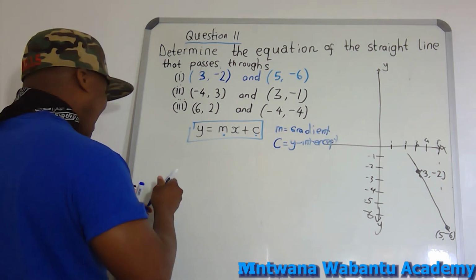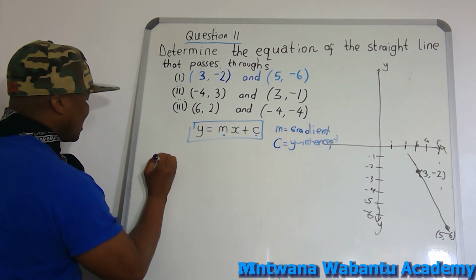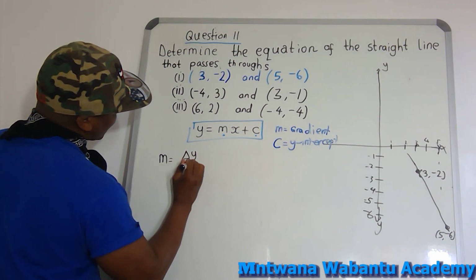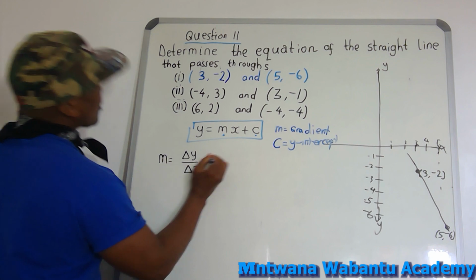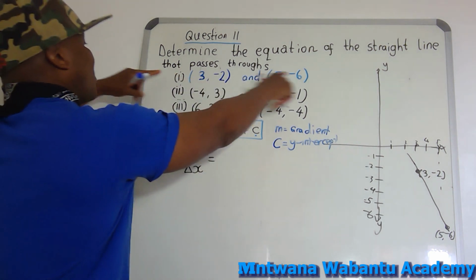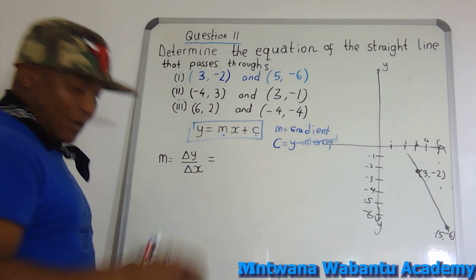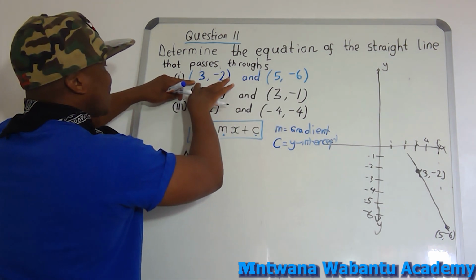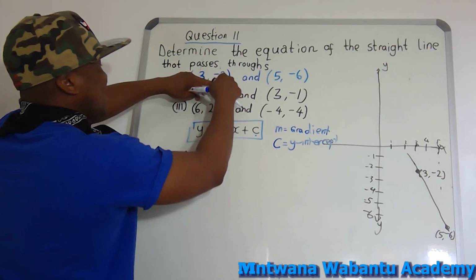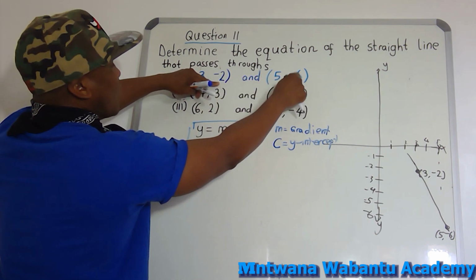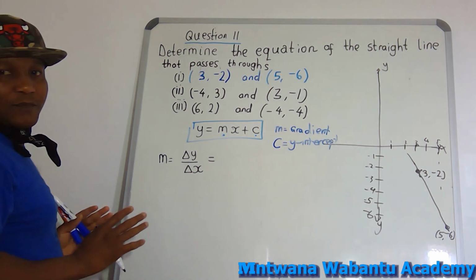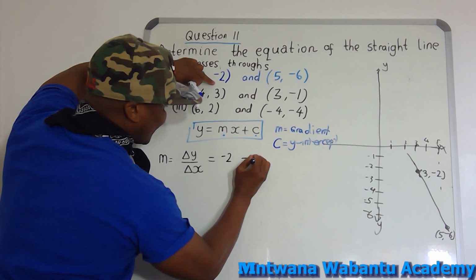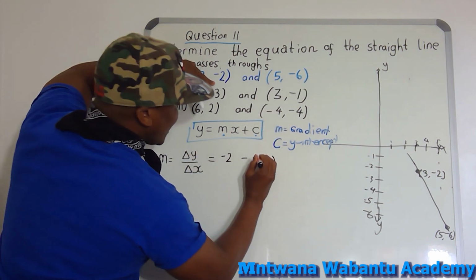So how are we going to get m? We say m is equal to change in y over change in x. What is change in y? We start with the first one, and it depends which coordinate I want to start with. Let's start with this one. Change in y means take this y minus this y, or vice versa, whatever you prefer. So the first y is -2, minus the second y, which is -6.